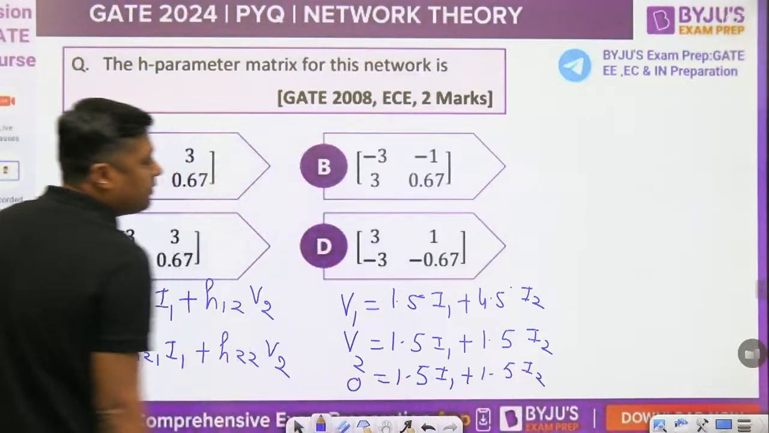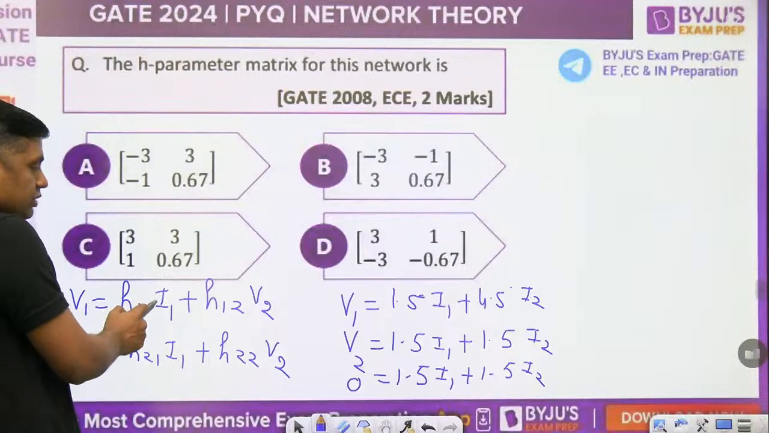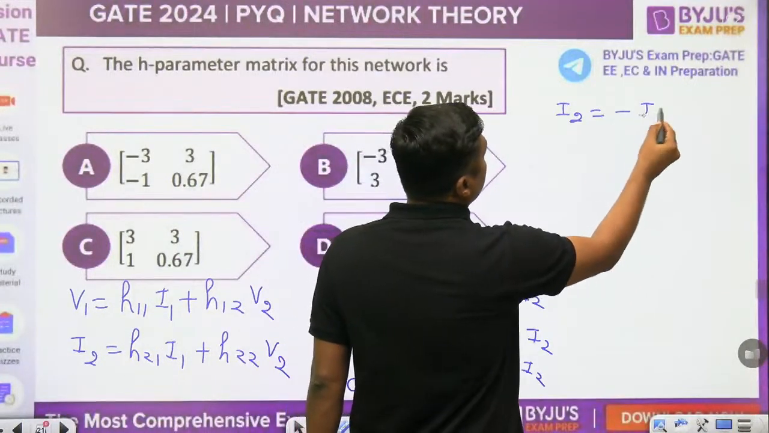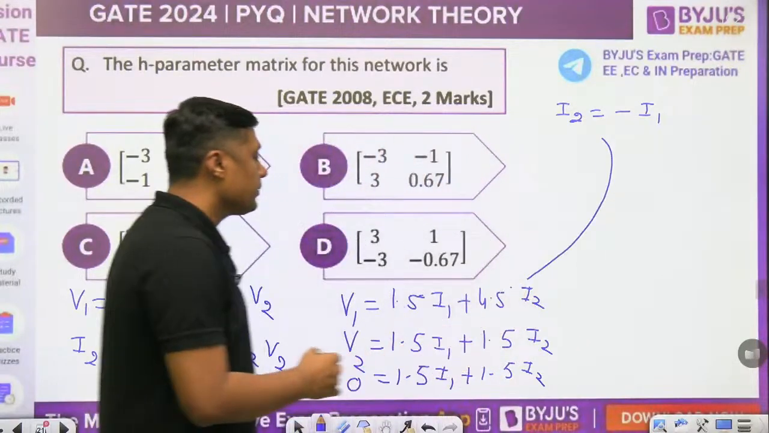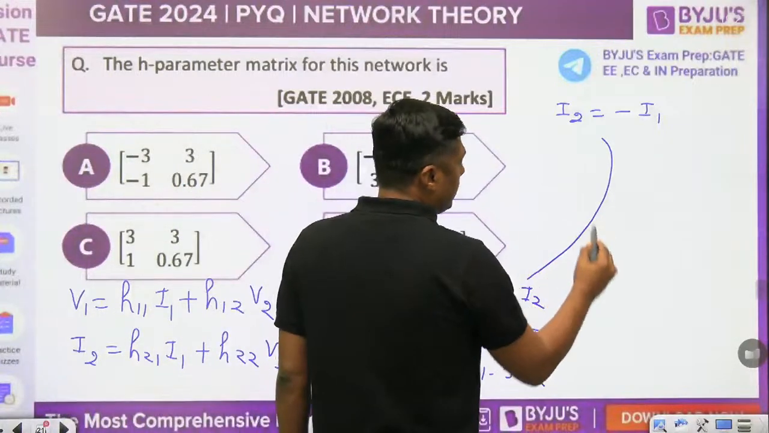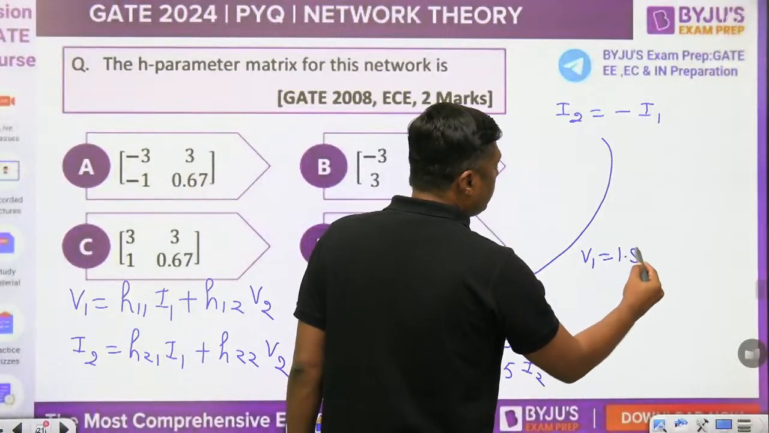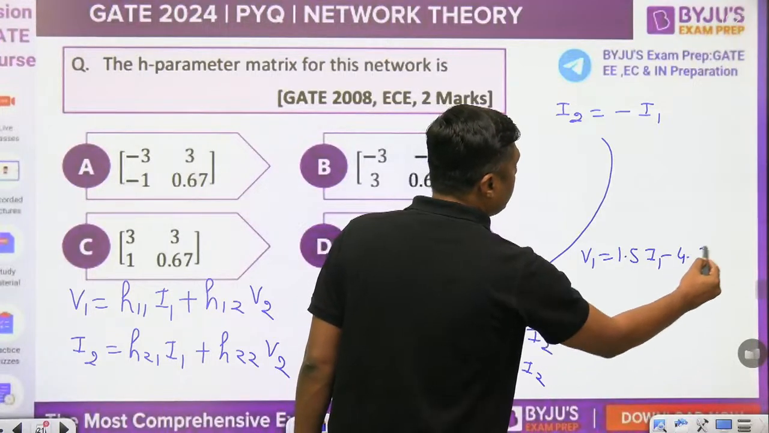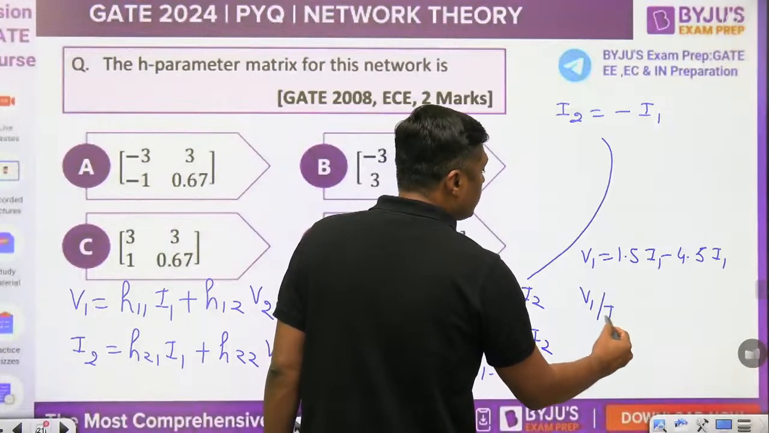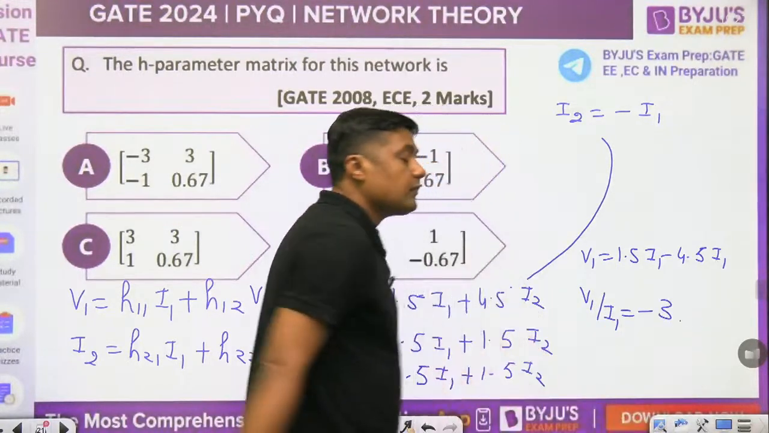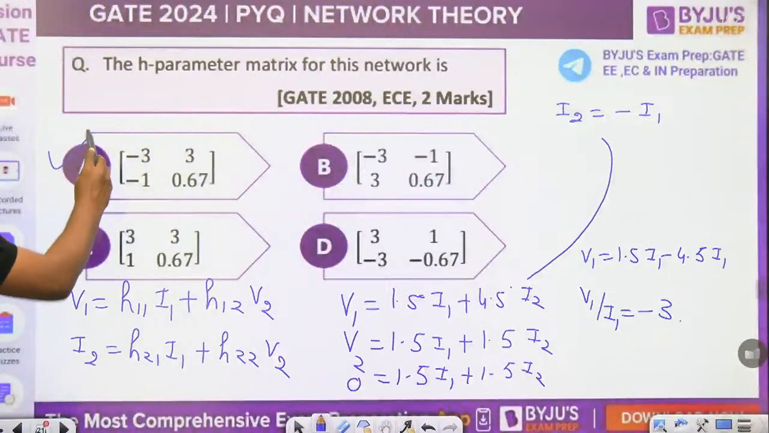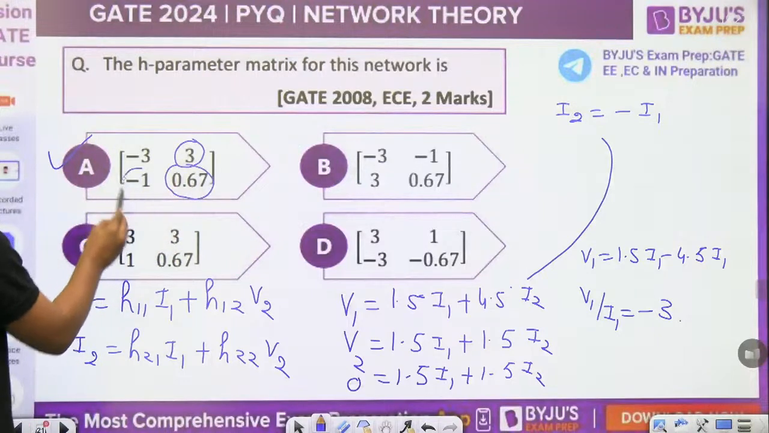So what is the relation between I1 and I2? Because you want to find V1 by I1, so what is I2? I2 is equal to minus of I1. Put this value in this equation. So V1 is equal to 1.5 I1 minus 4.5 I1. What is V1 by I1? That is nothing but H11 is equal to minus 3. H11 is what? Minus 3. So only this option will satisfy. So we have found this, we have found this, we have found this.